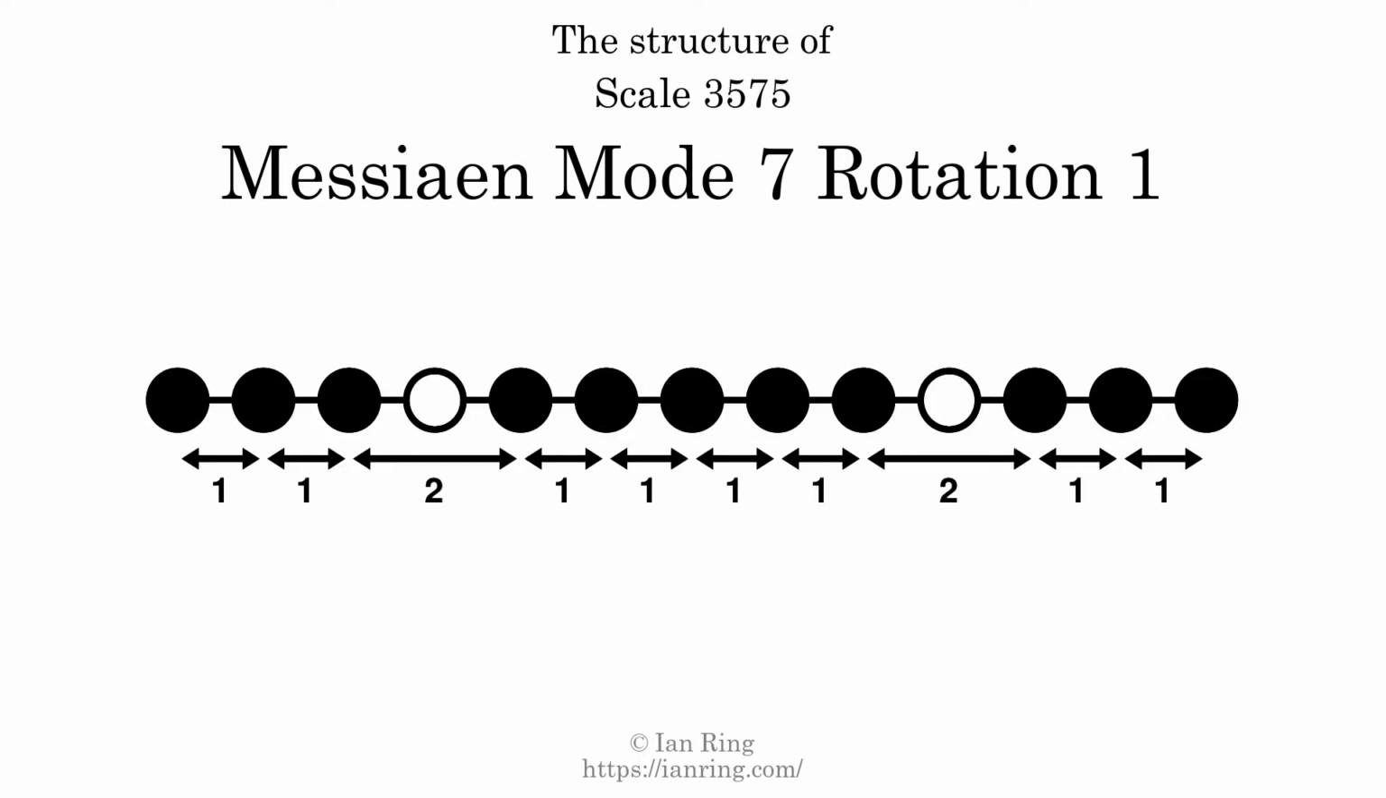The structure of a scale is a description of the interval distance between each successive tone. This scale has a structure of 1 1 2 1 1 1 1 2 1 1.